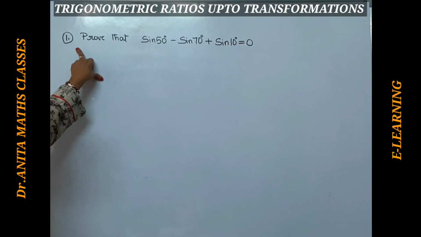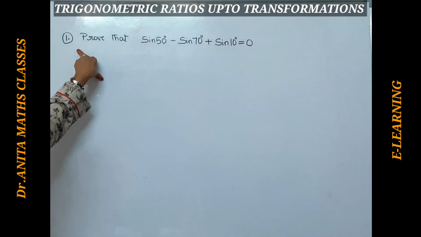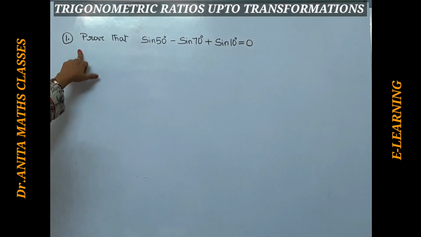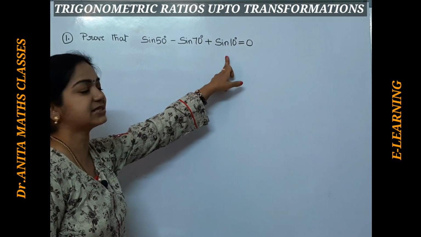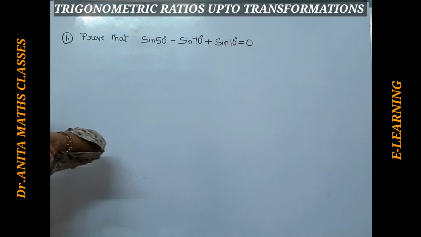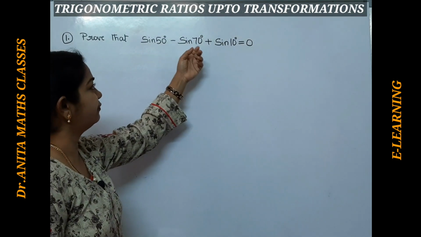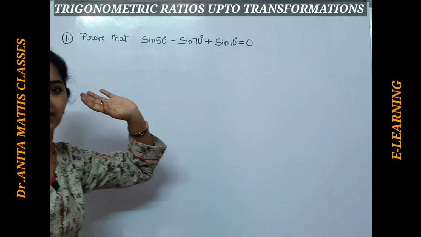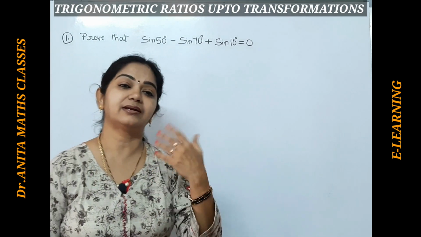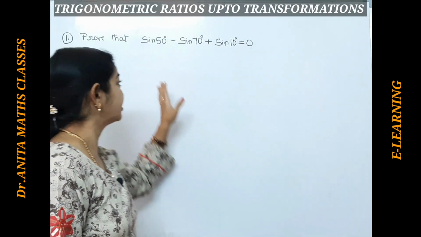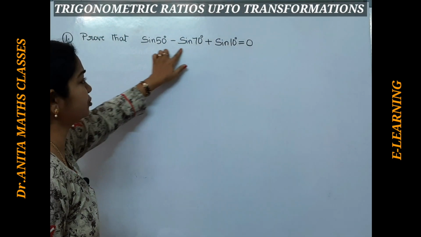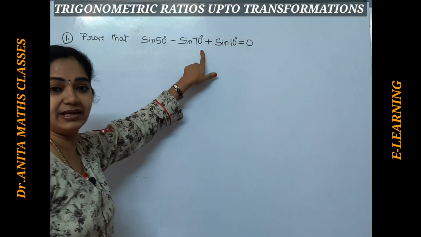First problem in the textbook, that is exercise 6E, I think. Yes, 6E, the first problem. Prove that sine 50 minus sine 70 plus sine 10 degrees is equal to 0. Here, if you see, they are involving plus and minus, so we have to apply the transformation formula. Let us apply the C and D formula.